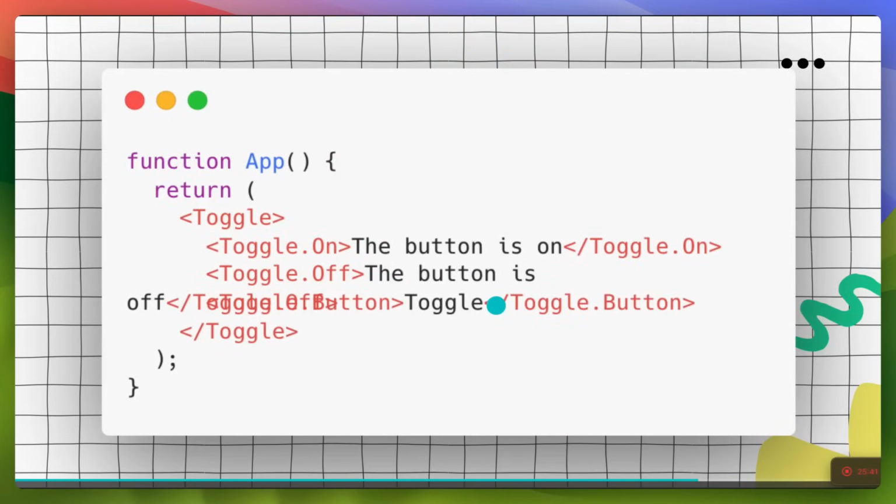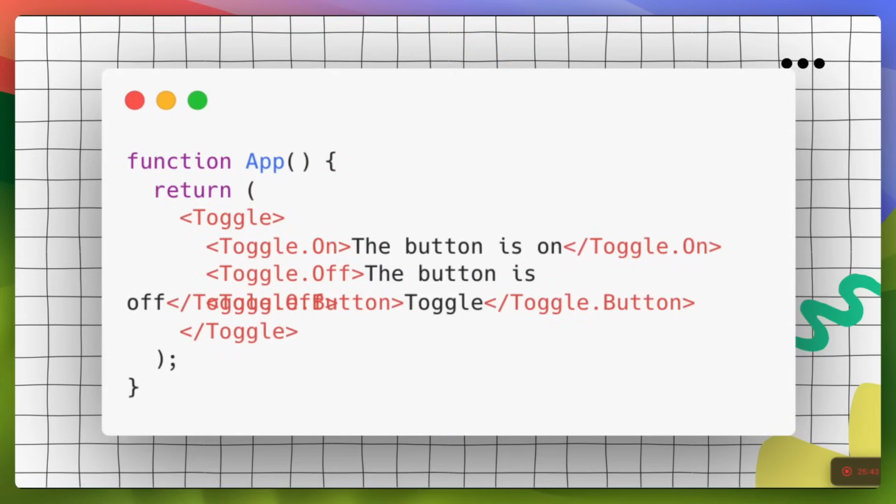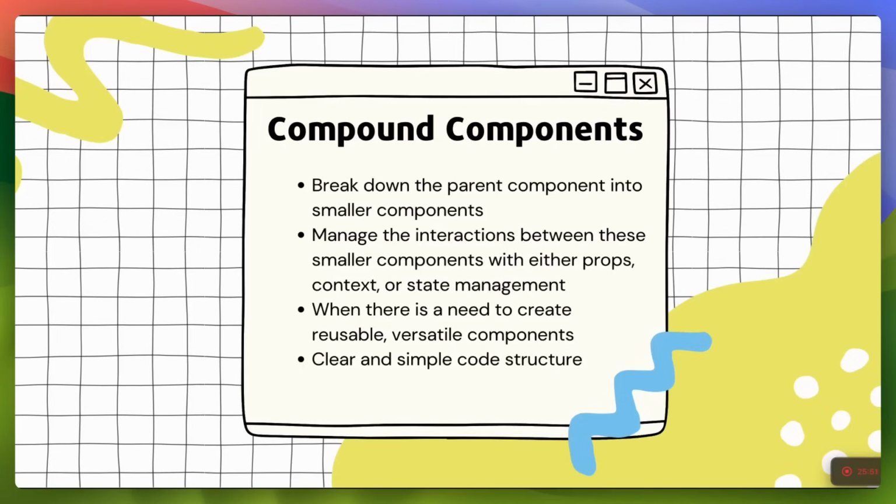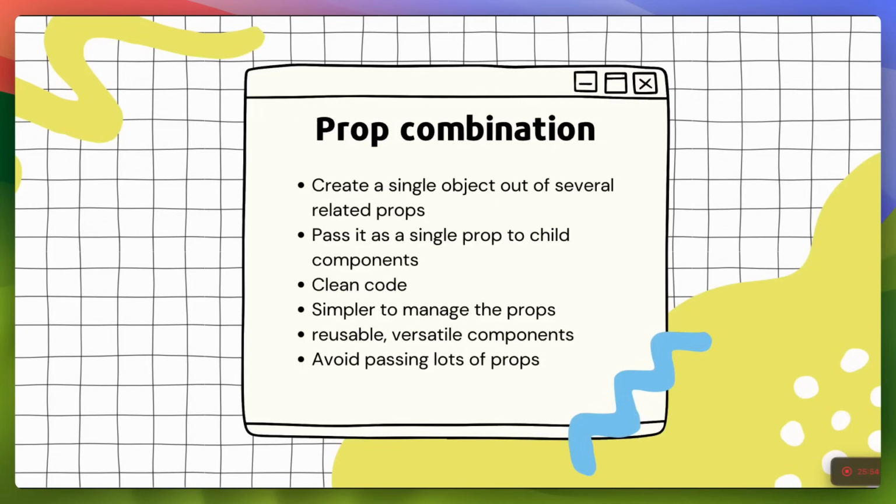So this is how you create compound components which you can reuse in other parts of your app independently from each other. Let's move on to our next design pattern, which is called prop combination.